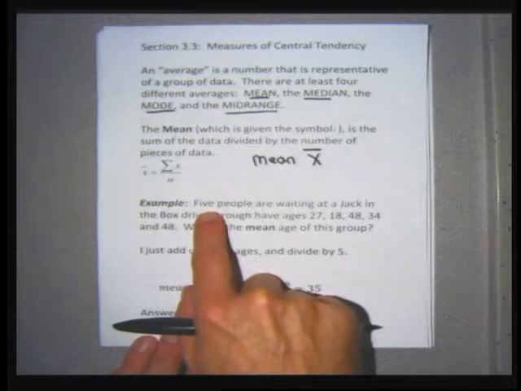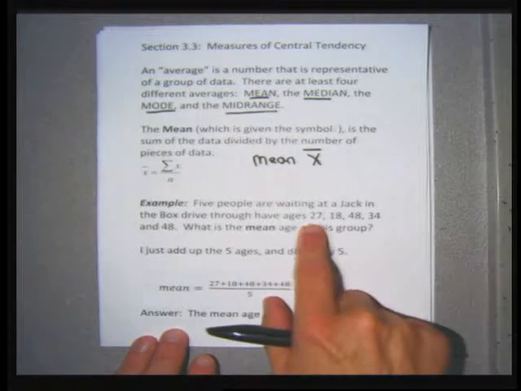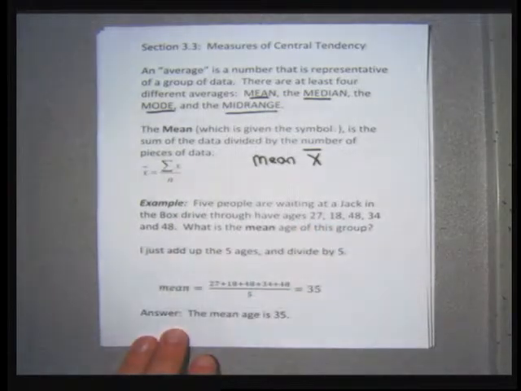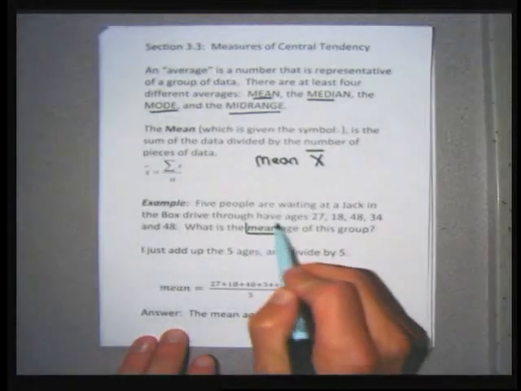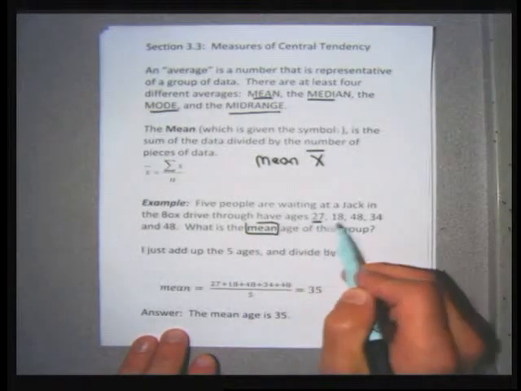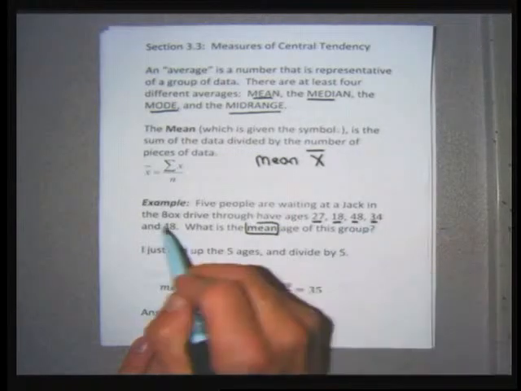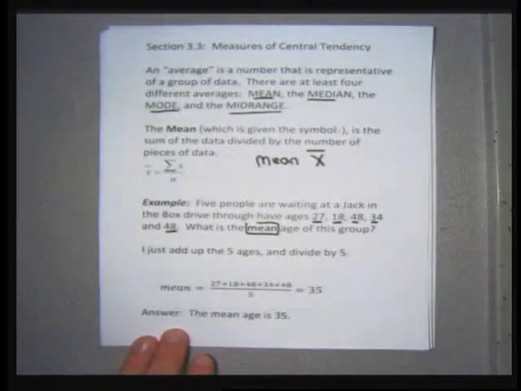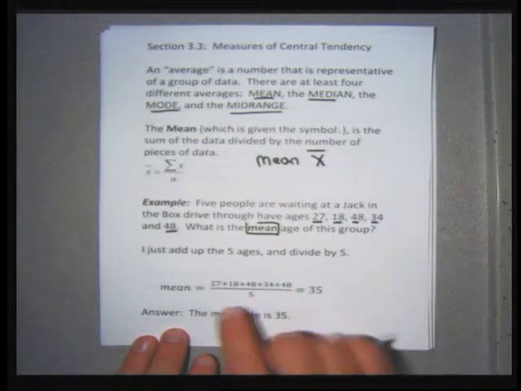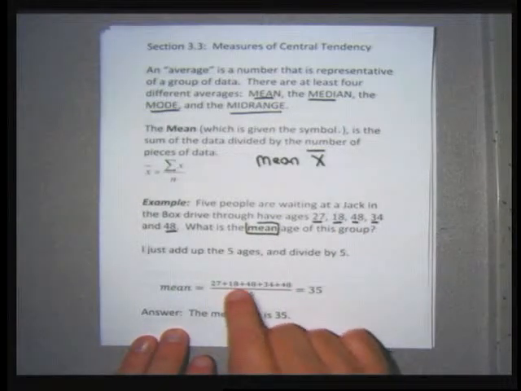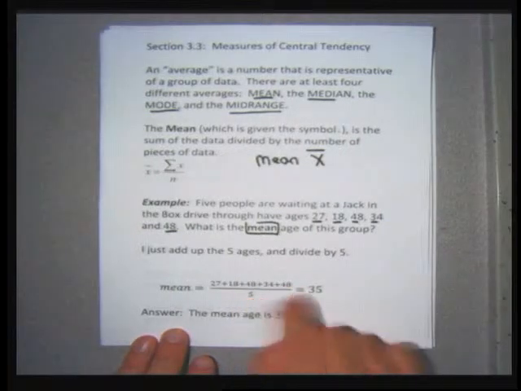and so that's what the first example is for. 5 people are waiting in line at a Jack-in-the-Box drive-through. Here are their ages: 27, 18, 48, 34, and 48. What's the mean age of this group? To find the mean, I add up the ages: 27, 18, 48, 34, and 48. And then because there's 5 numbers here, I'll divide by 5.